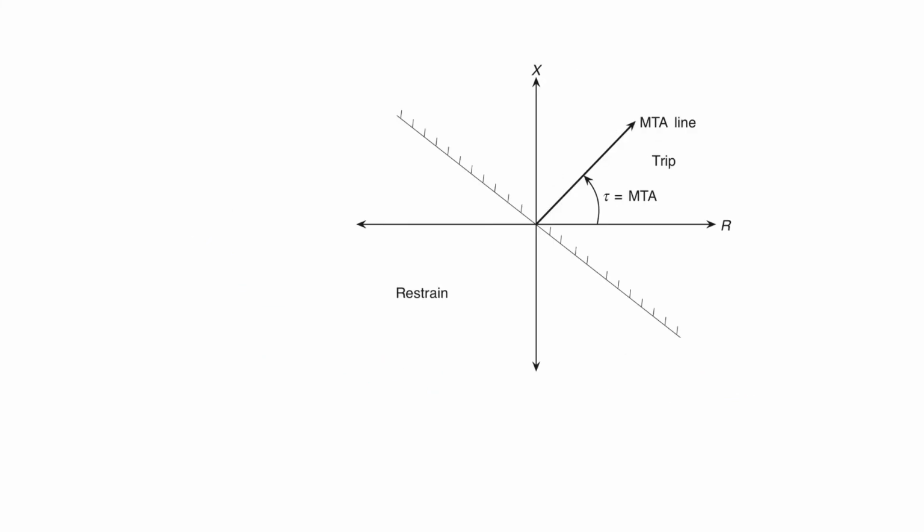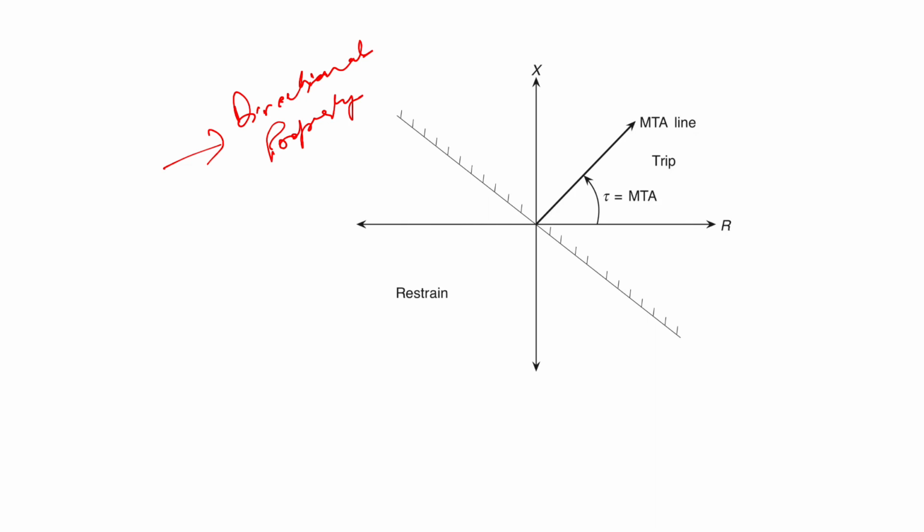Now as we have considered, now we will discuss the directional property exhibited by the Moore relay. From this figure you will see the characteristics of the directional relay on the RX plane.